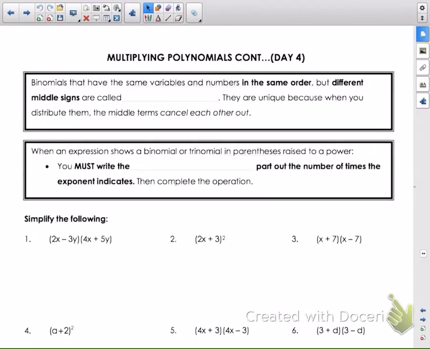Today we are just working on multiplying polynomials that have a little different things in them. All of these have a little something different. It doesn't make them harder. It just makes them unique. So we talk about them because they're special cases.